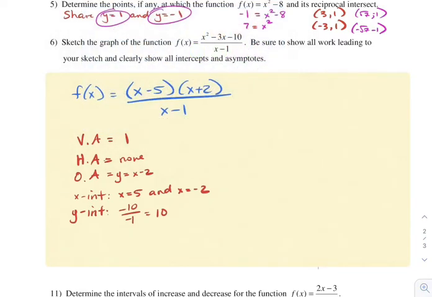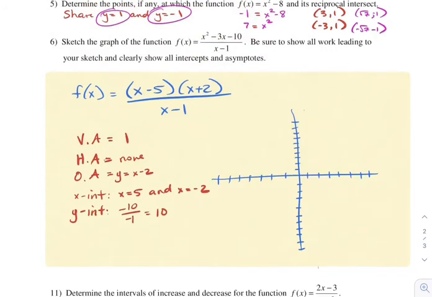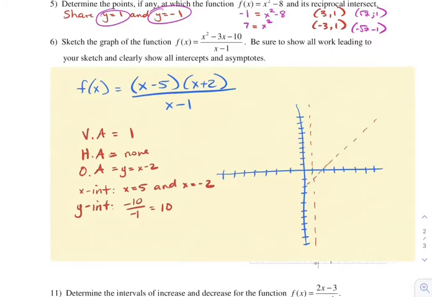If I want to graph this, I know I'm going to have a vertical asymptote at 1, so I'm going to put on 4, 5, 6, 7. Put our graph on here, vertical asymptote at 1. Horizontal asymptote, we don't have any. Oblique asymptote, that line is y is equal to x minus 2, so slope of 1, y-intercept of negative 2, so it starts 2 below.